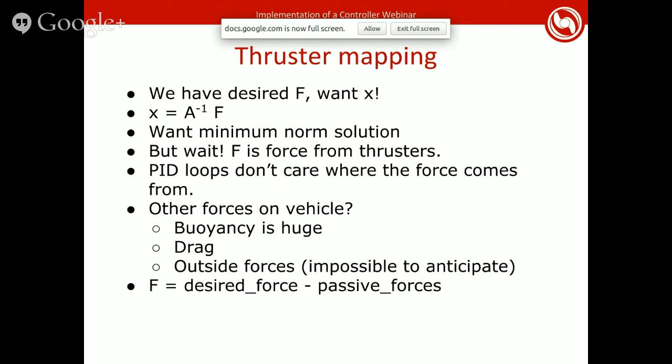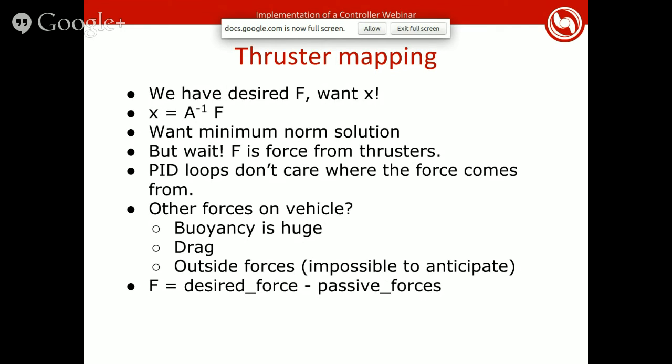But wait, this force is coming from the thrusters. But the PID loops, they don't care where the force comes from. So there are other ways the vehicle has forces on it and torques. The main one, the one that's huge, is buoyancy, right? If your vehicle's center of gravity is different from your center of mass, there's going to be some buoyancy torques imparted on the vehicle when the vehicle is not at 0 pitch and 0 roll. Another one is drag. Obviously, as you're moving, the water is going to pull you in the other direction. So that's going to impart a force on the vehicle.